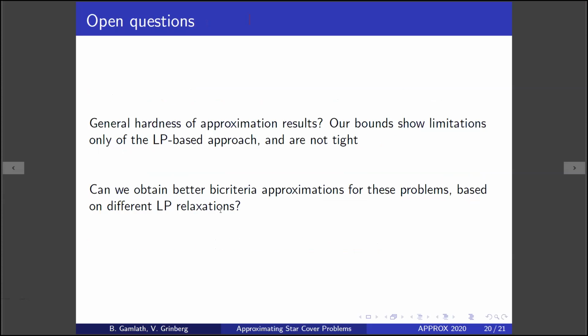These problems are quite poorly studied, so there are many open questions that still remain unsolved. For example, it would be interesting to see some general hardness of approximation results for any of the problems. Our bounds show the limitations only of the LP-based approach. Moreover, they are not tight. Also, one would wonder if we can obtain better approximation for these problems, possibly based on different LP relaxations, or not using linear programming at all.